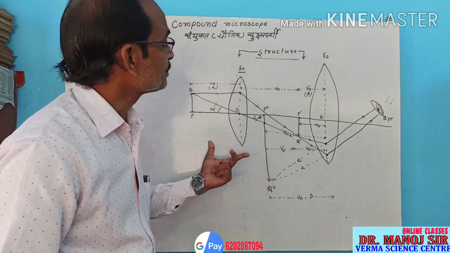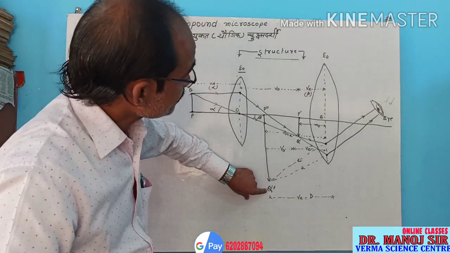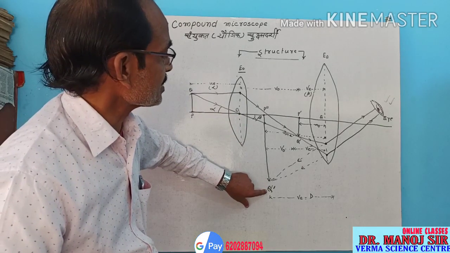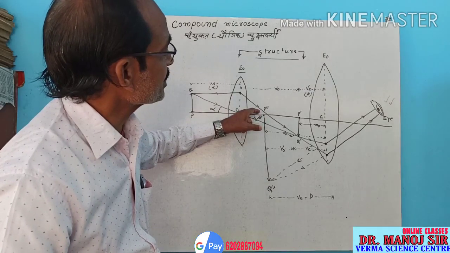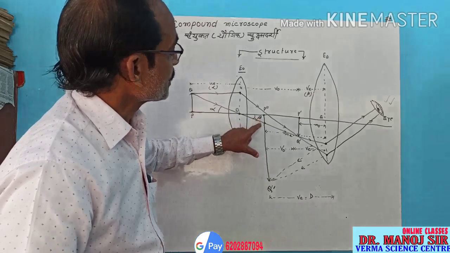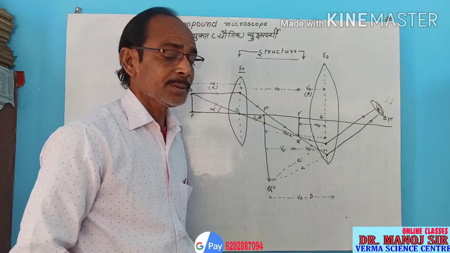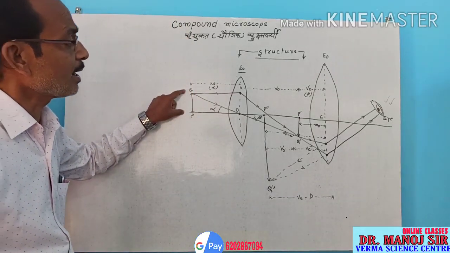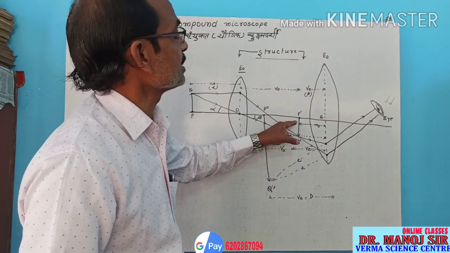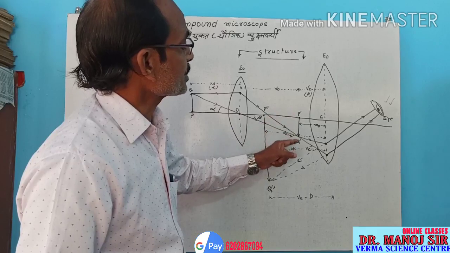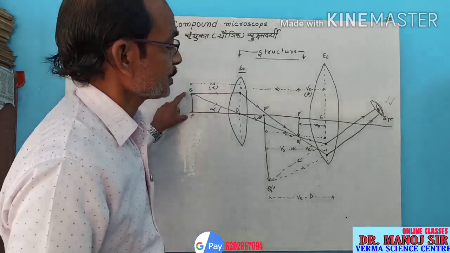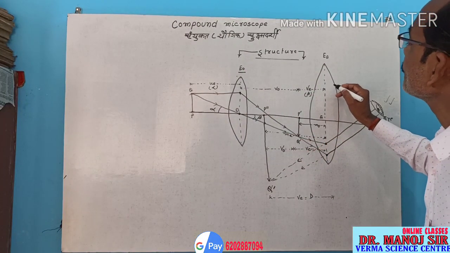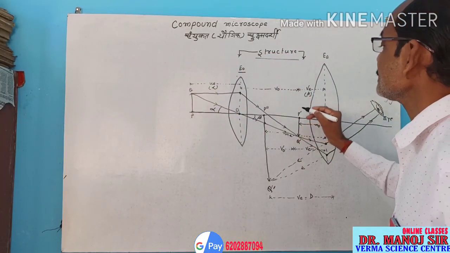Now a perpendicular is drawn from the Q double dash to the principal axis P dash Q dash, which is the final and magnified image of the object P dash Q dash, and the first image P dash Q dash and the object P and Q. Now you have to observe this structure.